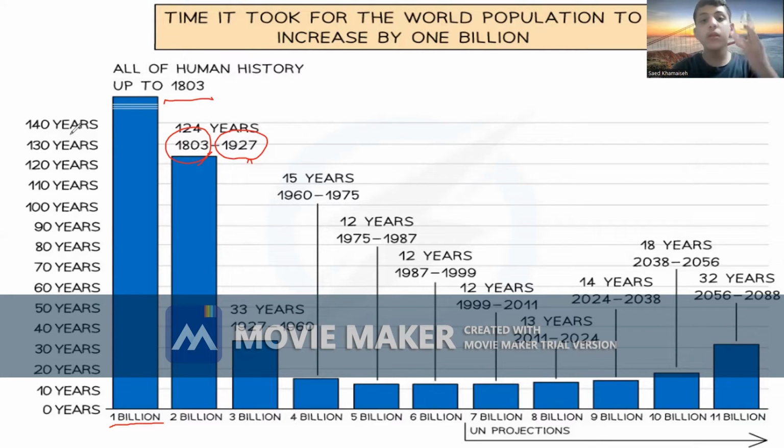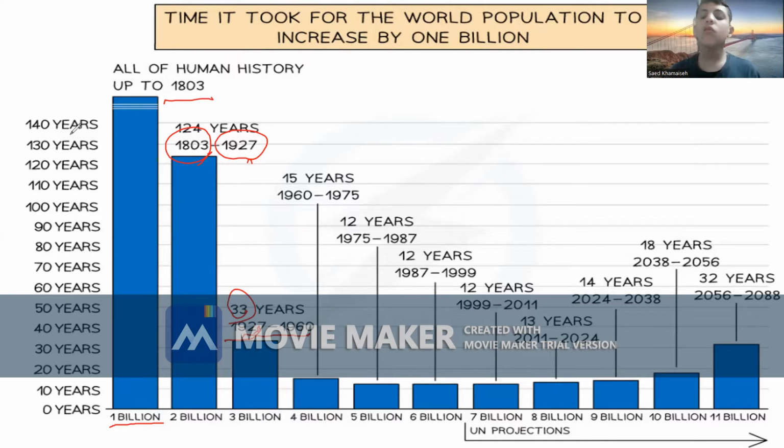But from 1803 to 1927, 124 years only, it doubled. What was the population in 1803? But in 33 years, it doubled again, to 23 million. After 15 years, from 1960 to 1975, it became a billion, then 5 billion, 6 billion.